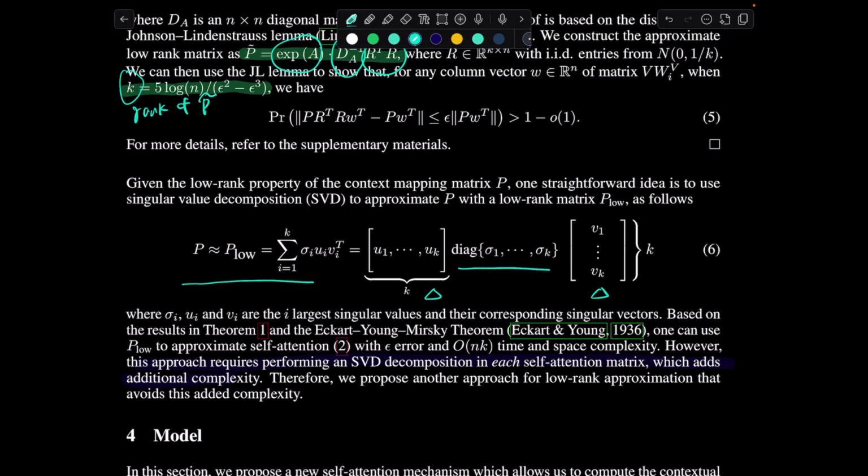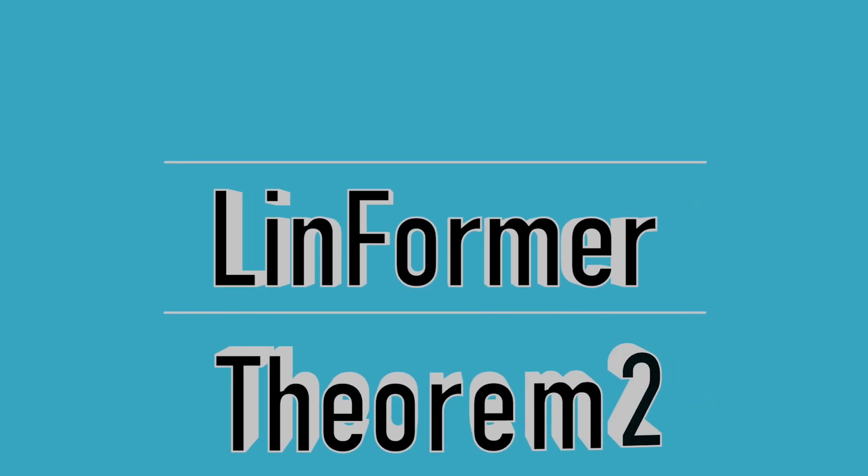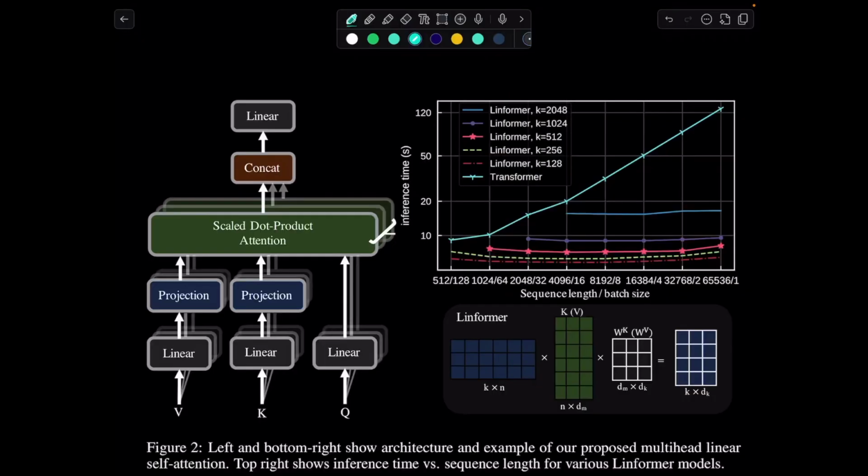This approach requires singular value decomposition for each self-attention matrix, which is not very practical since SVD adds more layers of complexity and doesn't practically solve the issue of quadratic complexity. So that's why this paper introduced theorem 2. The impractical side of using theorem 1 is that you have to run SVD for each context mapping matrix P. So every time the query changes, you have to run SVD again with random projection. The twist here is that theorem 1 bundles query and key together and it doesn't fundamentally solve the quadratic problem.